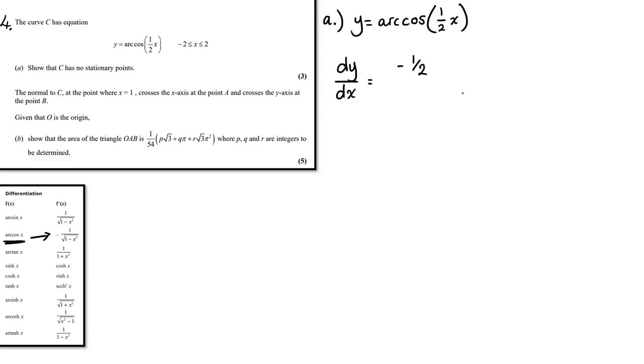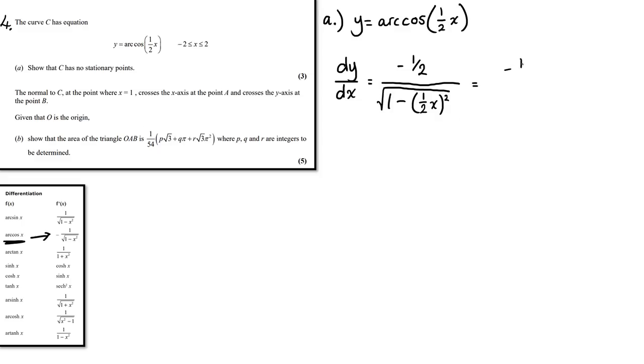Now I'm keeping this in the numerator. You can bring the 2 down in front of the square root in the denominator, that's fine as well, but I'm going to keep it as the numerator for now. So I get minus a half all over the square root of 1 minus x squared. Now in our case, the x isn't x squared, it's going to be a half x squared. So we do 1 minus half x squared.